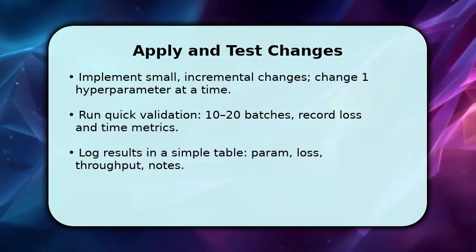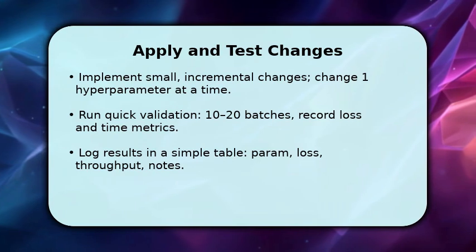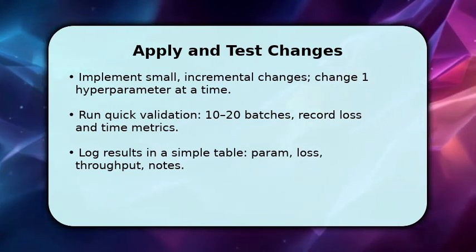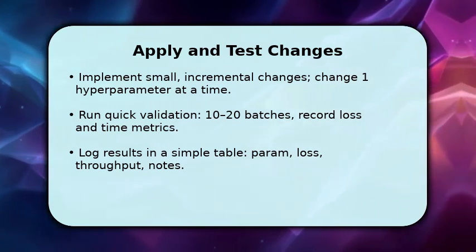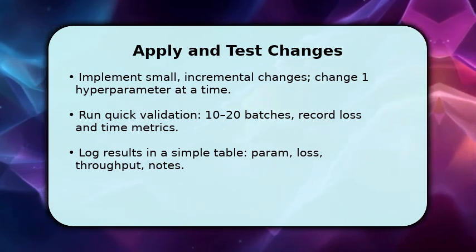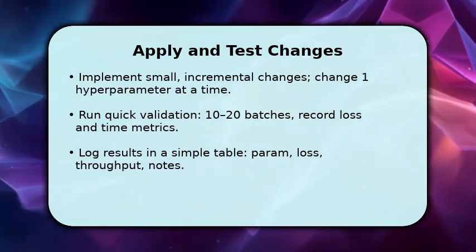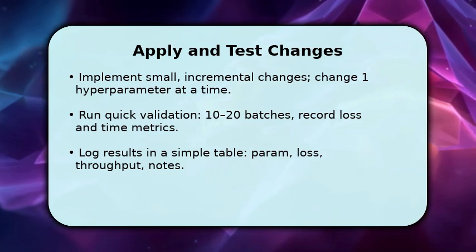You now apply one change and run a short validation loop to see immediate effects. Keep updates incremental so you isolate causes. While it runs, capture loss, accuracy, and throughput. These quick metrics reveal runtime regressions versus gains.